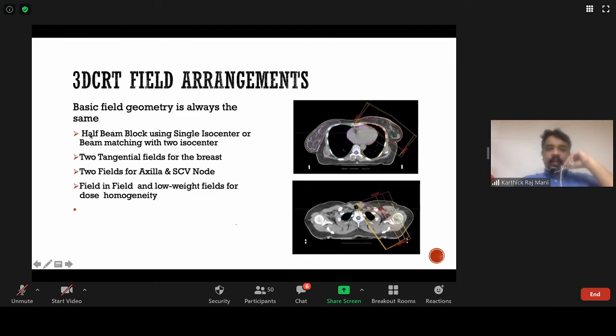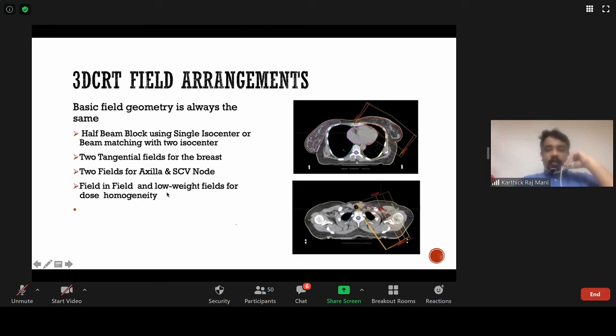Normally, the three-field arrangement starts with half-beam block, using a single isocenter technique, and two tangential fields for the breast, and two fields for the axilla and supraclav if you intend to treat level 1 and level 2. You can add a posterior axilla, or otherwise if your intention is just to treat the supraclavicular and level 3 of the axilla, a single field is more or less sufficient to cover the axilla level 3 and supraclavicular nodes.